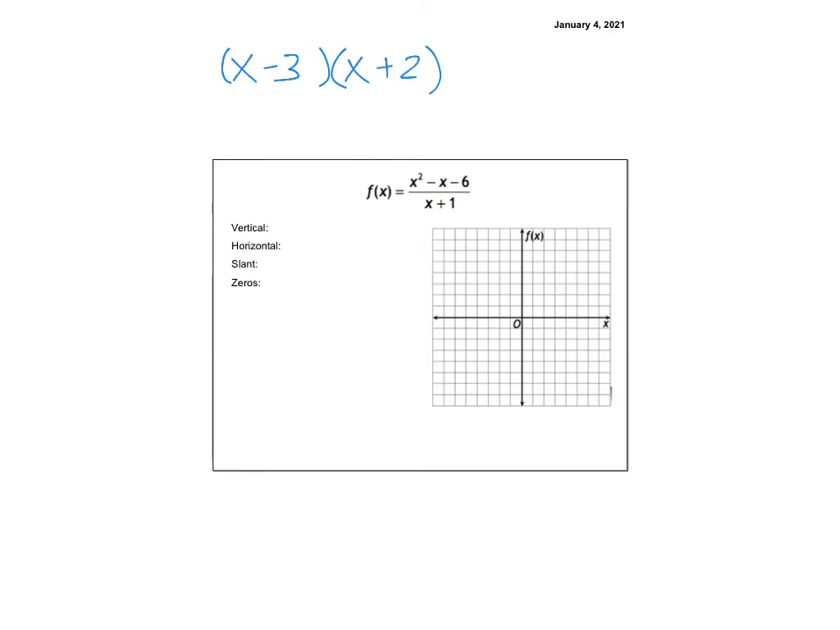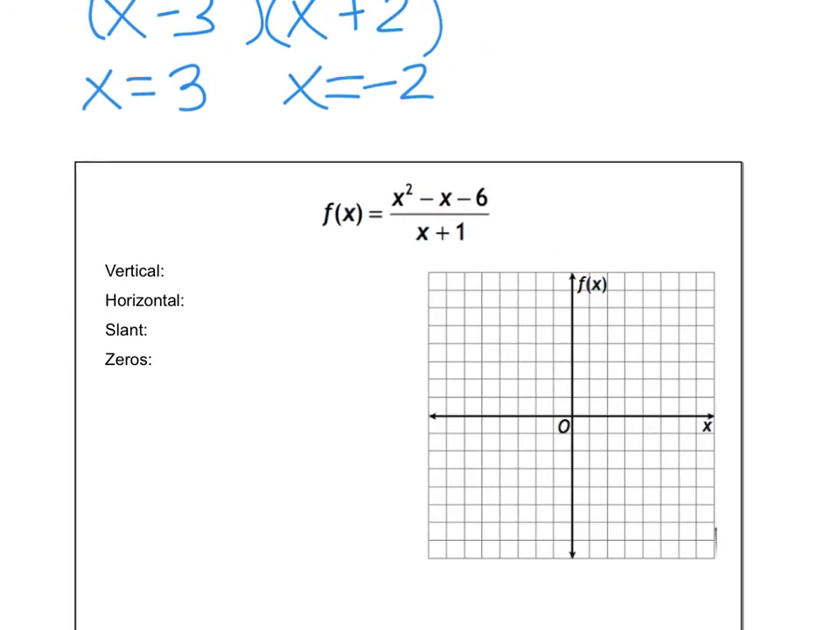All right, so if I solve those, I'm going to set them equal to 0 and solve. I get x equals 3 and x equals negative 2. So these are the zeros of my graph. These are the places that we're going to cross the x-axis, at x equals 3 and x equals negative 2. So I know somewhere on my graph, somehow, some way, we're going to cross at these points. For my vertical asymptote, I'm going to take that x plus 1, set it equal to 0. So I'm going to get x equals negative 1 as my vertical asymptote.